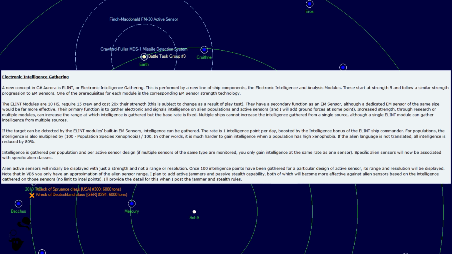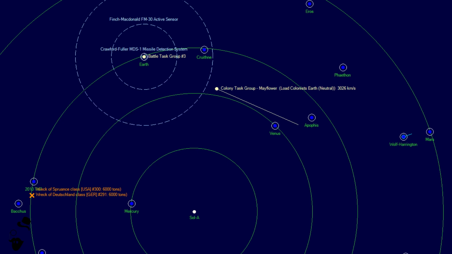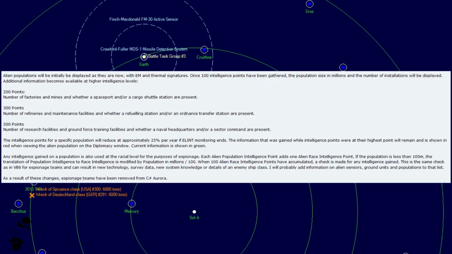The plan is to add active jammers and passive stealth capability, both of which will become more effective against alien sensors based on the intelligence gathered on those sensors, with no limits to intel points. There will be more details for this when the stealth jammer and stealth system rules get posted. I do not remember if these have been posted, but I suspect we will hopefully run into them before launch.